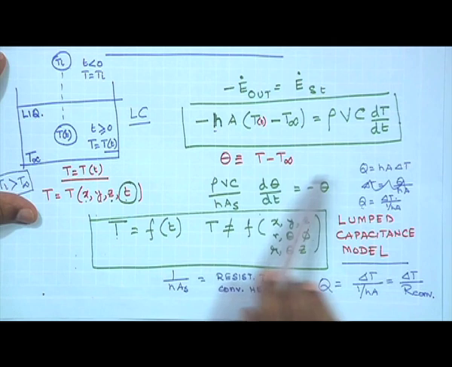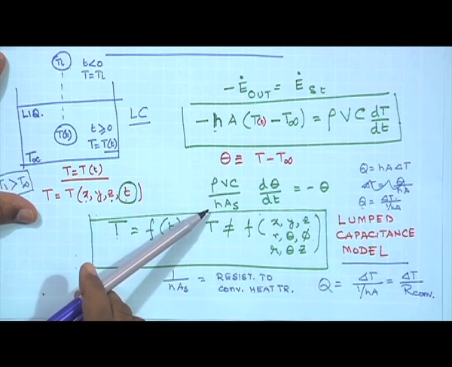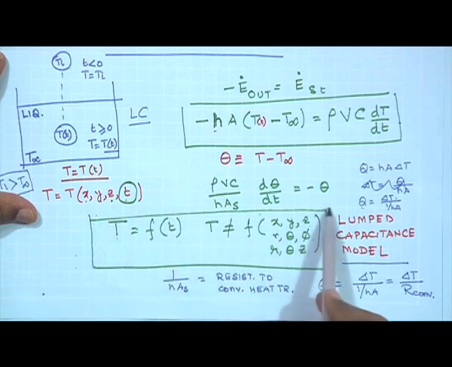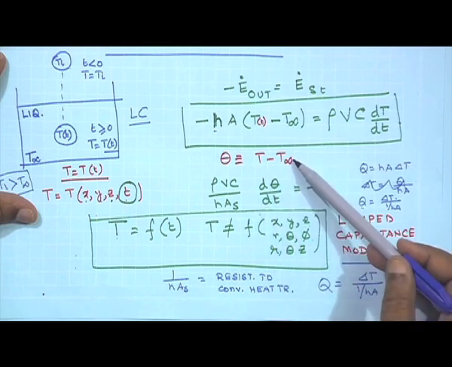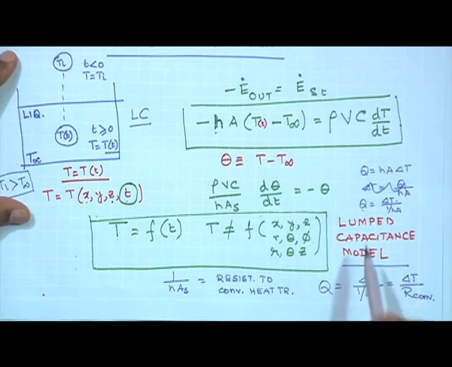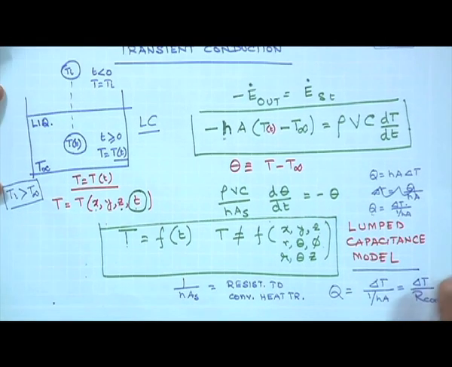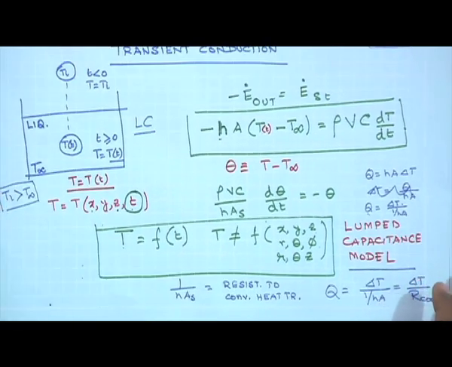So, therefore, if you look at this system, I have a capacity term and a resistance term, and the differential equation that relates the change in temperature with time, this theta is defined simply as T minus T infinity in this specific form if I use the lumped capacitance model. So, when I use this lumped capacitance model, the question would obviously come is when we can say that the lumped capacitance model is valid.